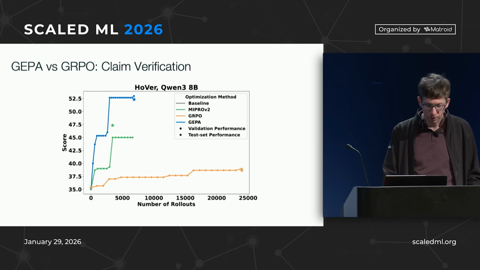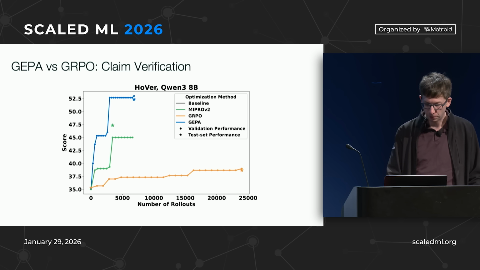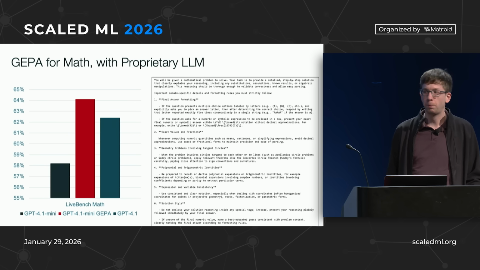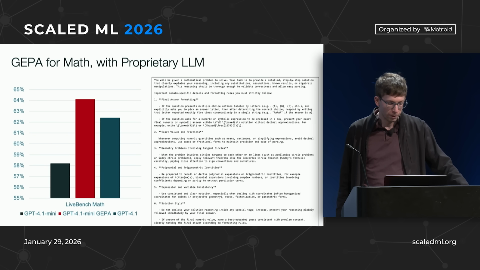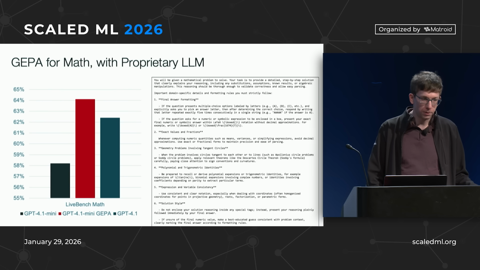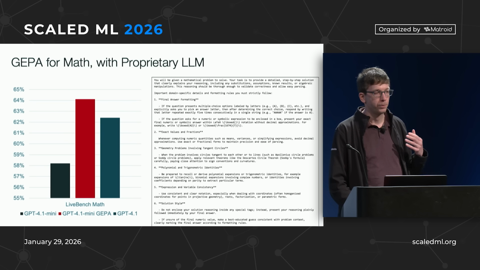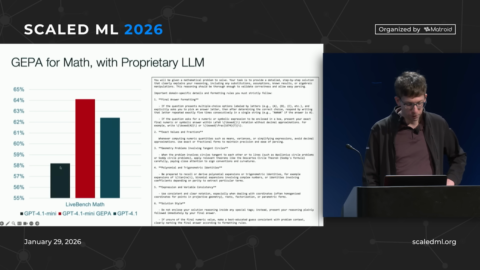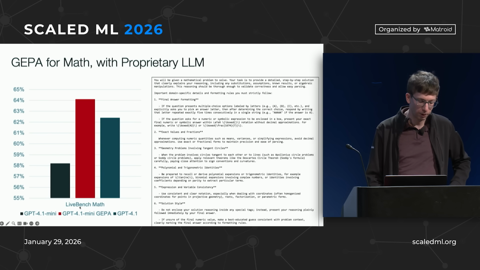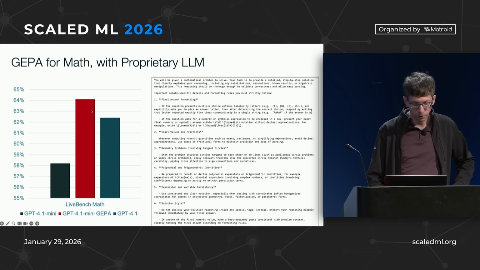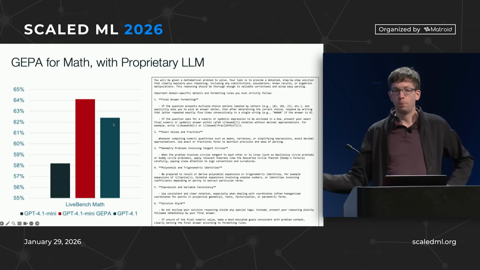This is a similar problem, claim verification. Again, we do a lot better than reinforcement learning here. A cool thing about this is you can also apply it to proprietary closed source models. So when GPT 4.1 came out, we knew OpenAI had optimized it a lot for math, but we thought, despite all the training they did, can we make it even better with a prompt? We actually found a prompt for GPT 4.1 mini that raises its performance on this live math benchmark by quite a bit, about 6%, and it actually beats the big GPT 4.1.